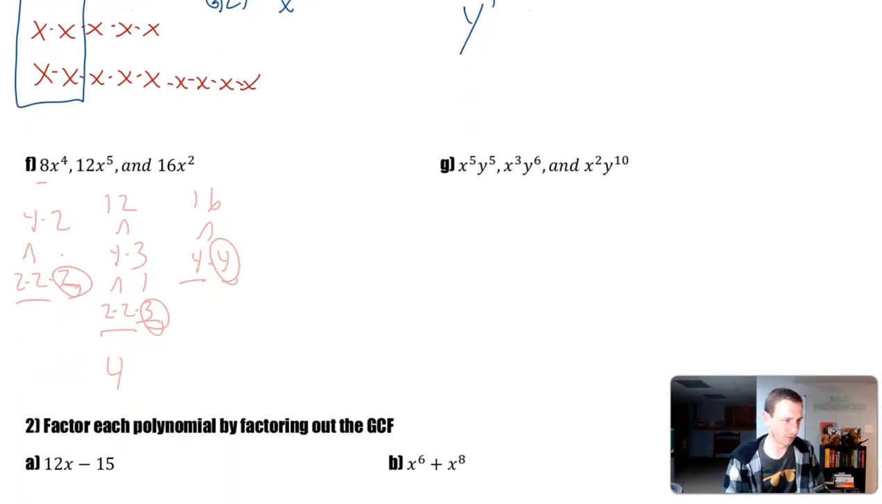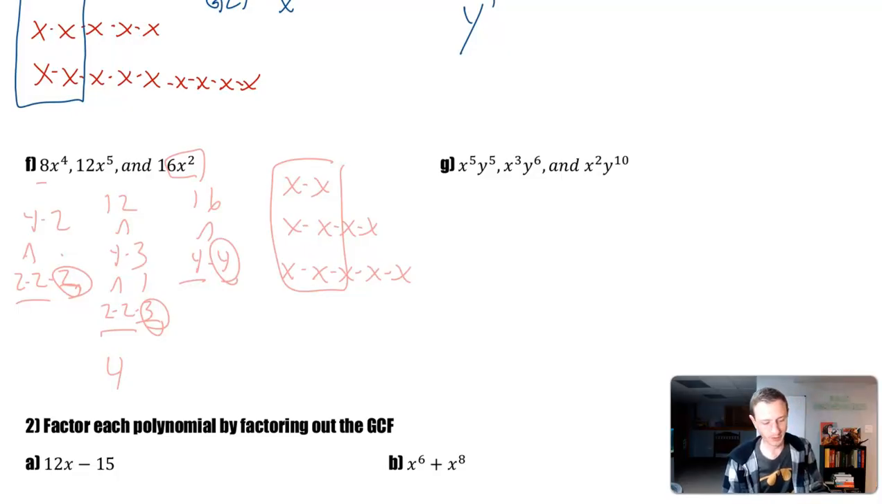And then we got to look at the variables. So x to the 4th, x to the 5th, x to the 2nd, and that is going to be x to the 2nd. Because if you, again, look at that visual of x times x, x times x times x times x, and then 5 x's, they all have 2 in common. So x to the 2nd. So the GCF is 4, x to the 2nd.